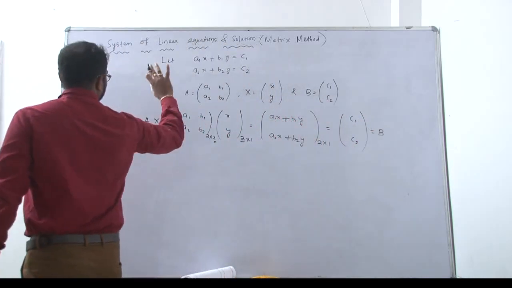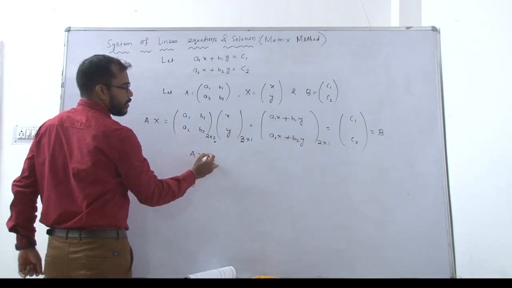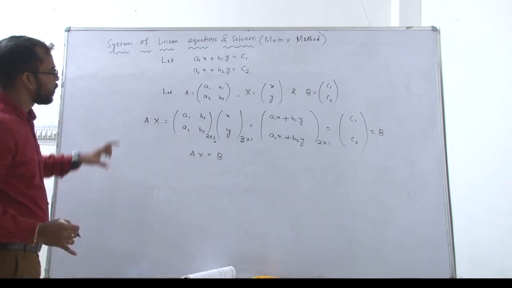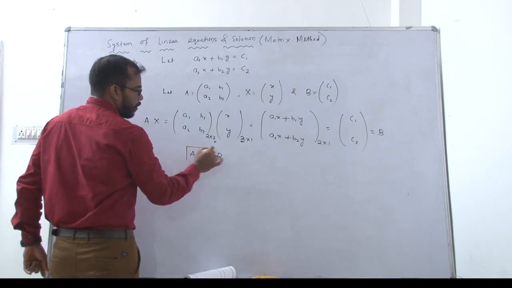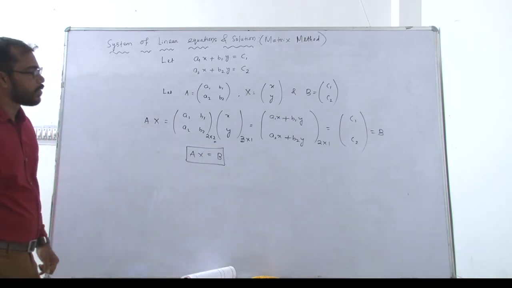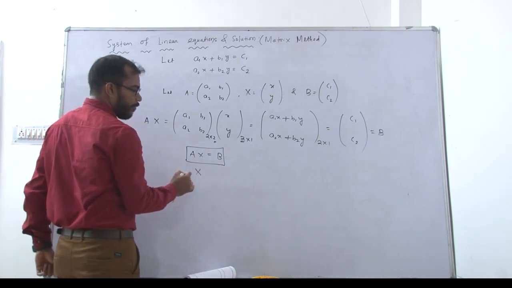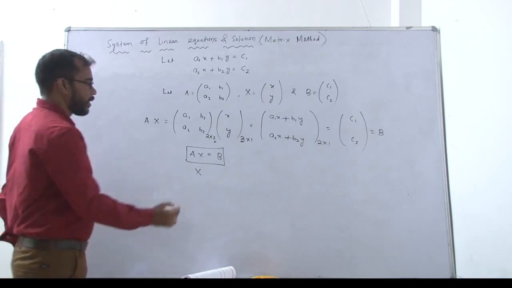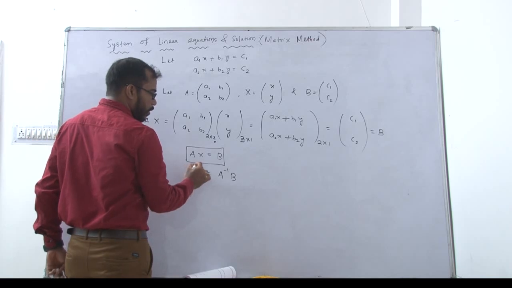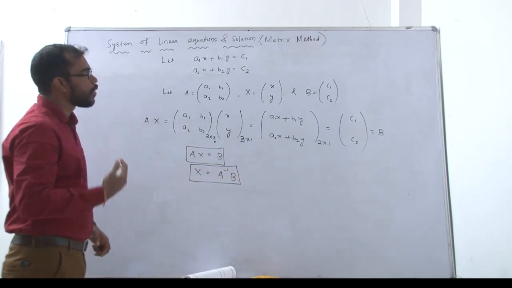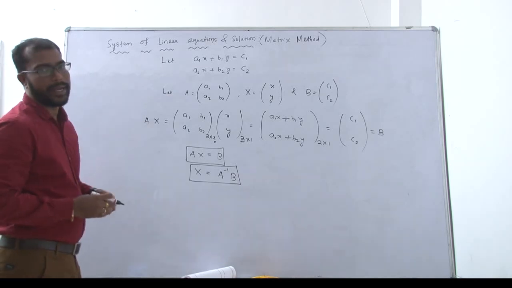So the system of linear equations is represented as AX is equal to B. This is the representation in matrix form. So here the formula is AX is equal to B. If we find the value of X, it is X is equal to A inverse B. So that is the formula for the solution of a system of linear equations by matrix method.